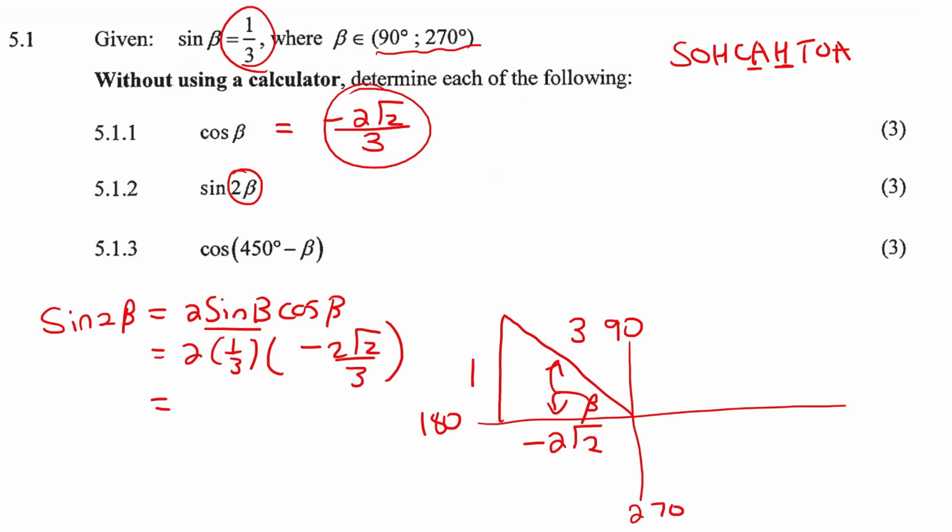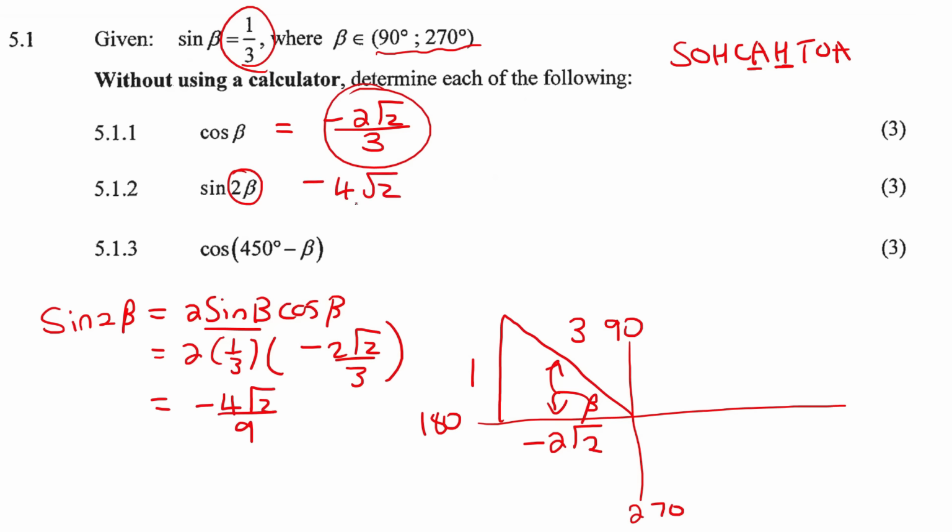I know it says without a calculator, but they don't mind if you do the little parts. They just don't want you to go do everything. Okay, so this would give you negative 4 square root 2 over 9. Okay, cos of 450 minus beta.